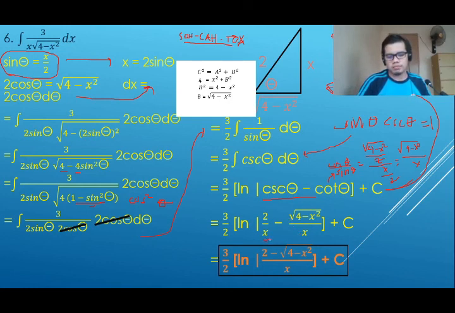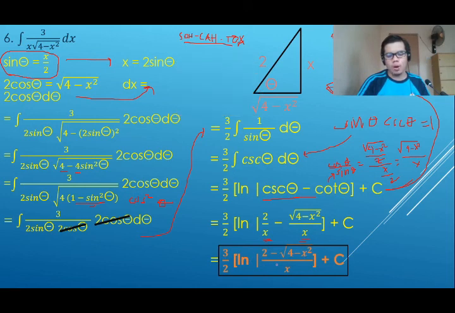Now since we have the same denominators here, we place them in one fraction. This becomes 3 halves times the natural log of the absolute value of 2 minus the square root of 4 minus x squared all over x, plus c. And that is the final answer for number 6.